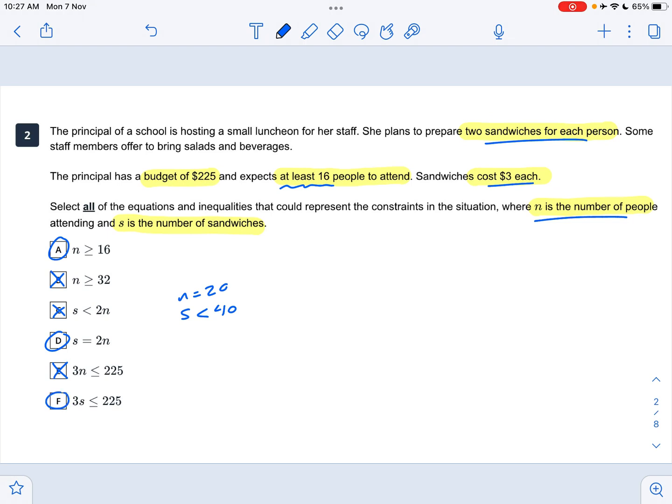They almost tricked me. But the last one is true, because it costs $3 for each sandwich. s is the number of sandwiches. So 3 times s would represent the cost. And we have a budget of $225. So that cost has to be less than or equal to $225.